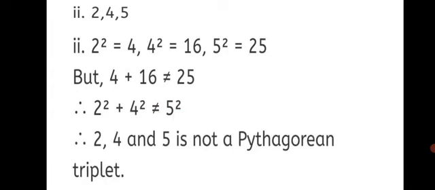Therefore 2, 4 and 5 is not a Pythagorean triplet. So in simple steps we have shown that 2, 4 and 5 is not a Pythagorean triplet. Same steps: you have to show whether it is equal to or not equal to the square of the bigger number.